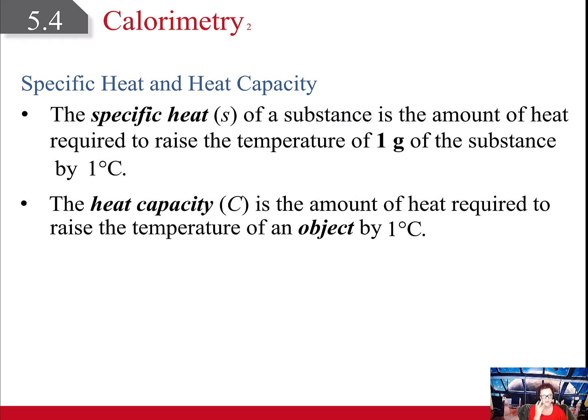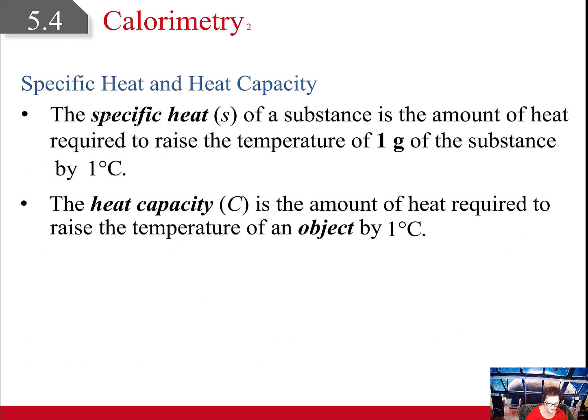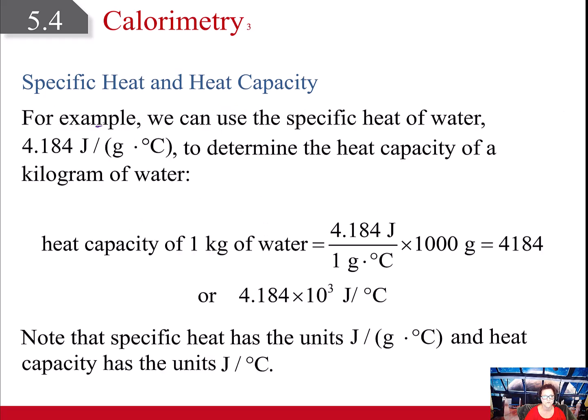So there are two types of heat that we measure. Specific heat, and this author uses a small s, is the amount of heat required to raise the temperature of 1 gram of water 1 degree C. Heat capacity is the amount of heat required to raise the temperature of an object by 1 degree C. So note the difference here, because they're going to have different units.